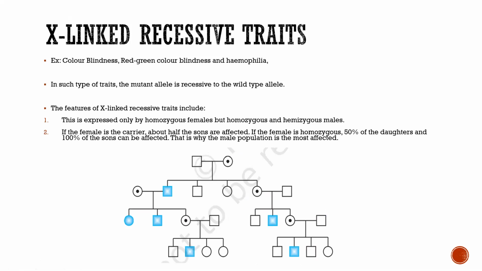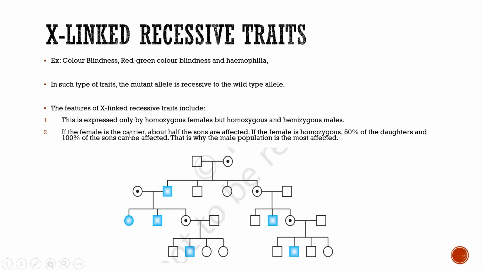Next is X-linked recessive trait. Here the mutant gene is a recessive type when you compare it with the wild type allele. The examples you can study here are color blindness and hemophilia. These are a few examples coming under X-linked recessive trait, and the features include that it is expressed only by homozygous females, but in the case of males, both homozygous and hemizygous males can be responsible for transmission.